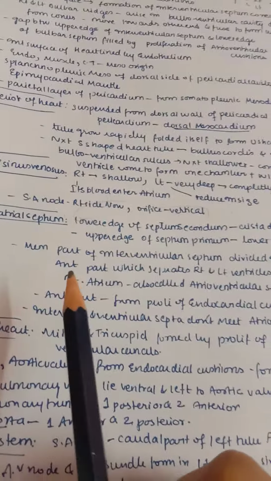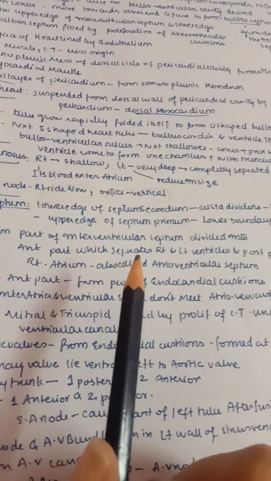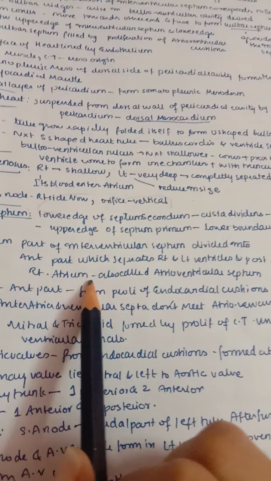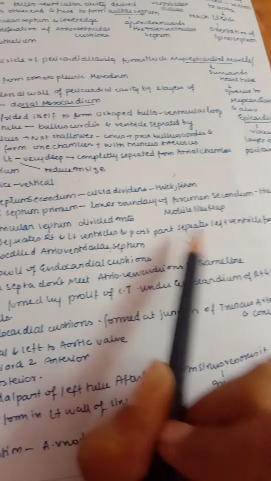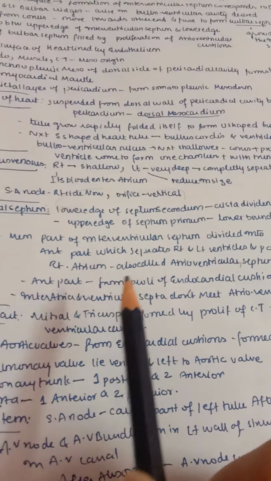It's now like a mobile flap, and the membranous part of the interventricular septum is divided into the anterior part, which separates the right and left ventricles, and the posterior part, which mainly separates the left ventricle from the right atrium, and it is also called the atrioventricular septum.